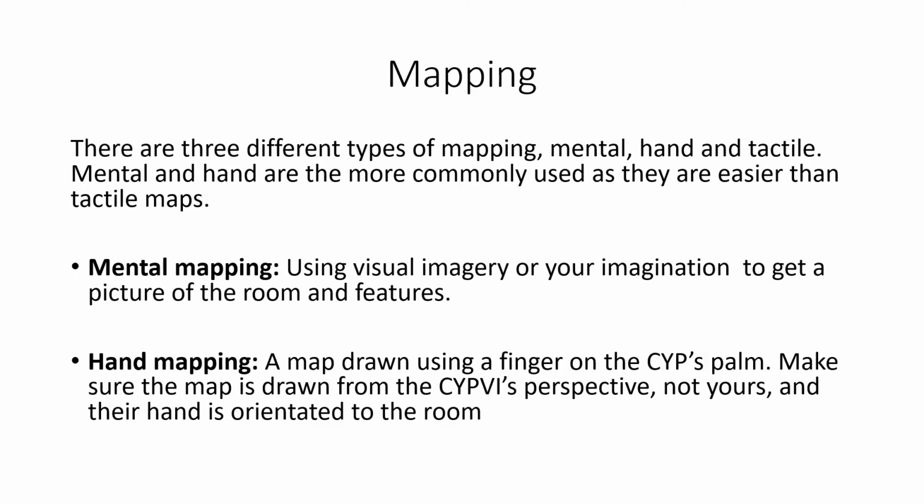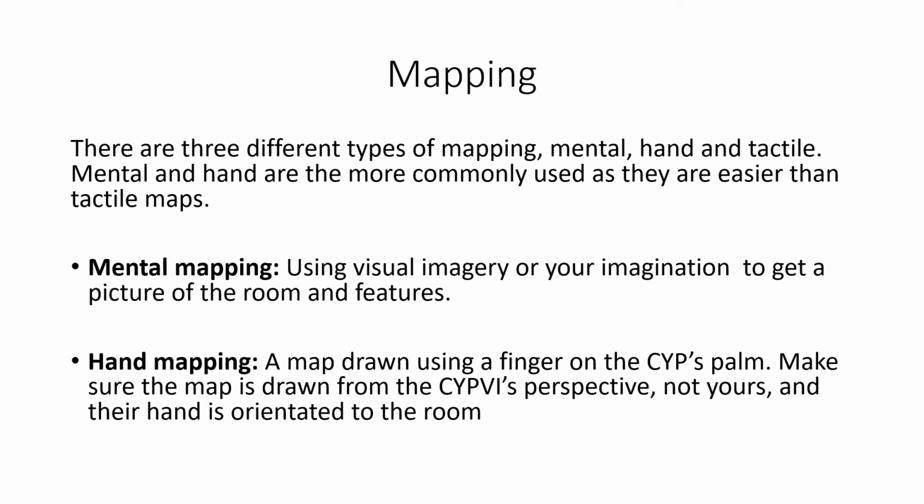Mapping. There are 3 different types of mapping, which are mental mapping, hand mapping, and tactile mapping. Mental mapping and hand mapping are more commonly used as they are easier than tactile. Mental mapping means using visual imagery or your own imagination to help you build a mental picture of the room and its features. Sections may need to be explored several times before the CYP can build a mental map.